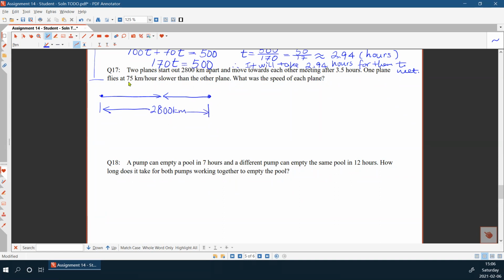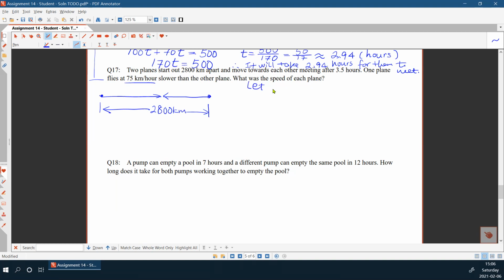One plane's speed is 75 km per hour. And this time it asks you to find the speed of the, oh, sorry, this is not the speed of the plane. You know that the difference between the speed of the two planes is 75 kilometers per hour, right? And this time it asks you to find the speed of each plane. So there are two quantities that we don't know, right?